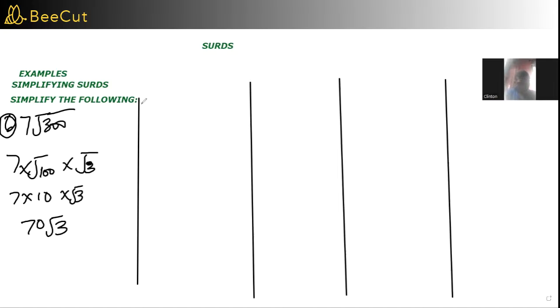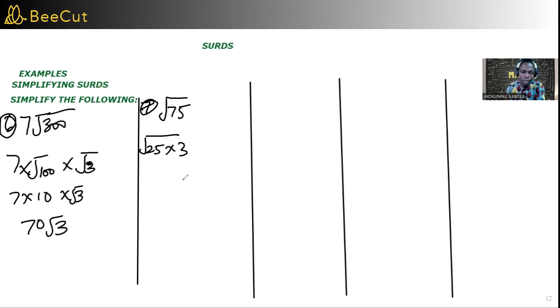And number 7, I have root 75. 75 is 25 times 3, so that is 5 root 3.